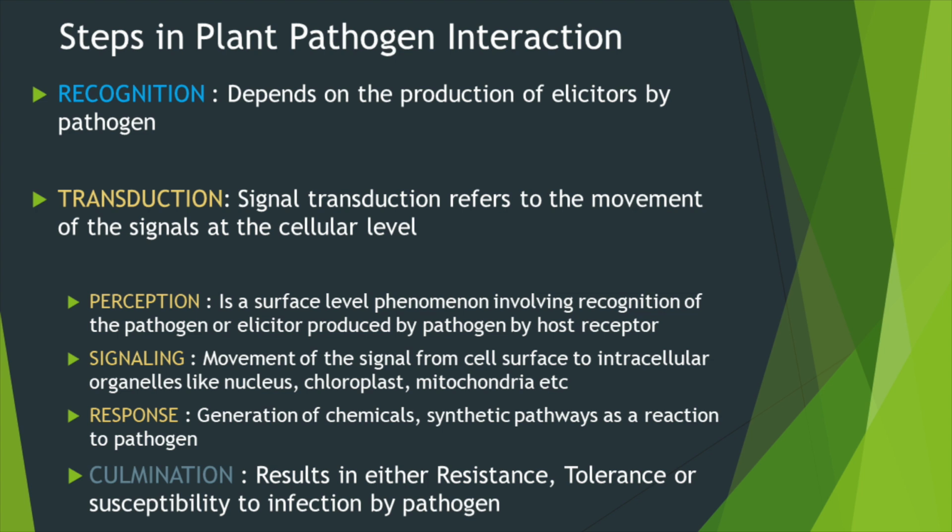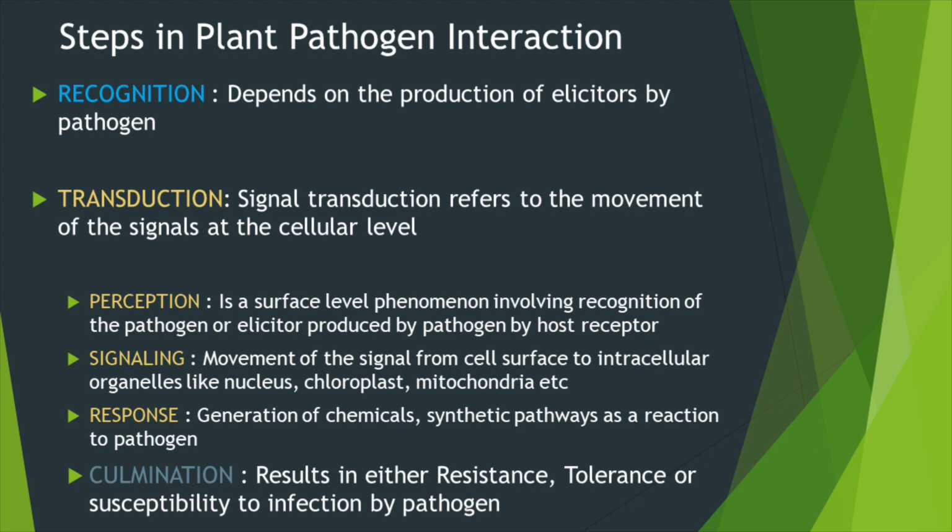The second step is transduction. What is transduction referred to? It is the movement of signals from the extracellular membrane towards the nucleus, where the information is passed in a step-by-step manner, so that the plant will recognize and respond to the pathogen attack. So that is transduction. Transduction involves different steps. The first step of transduction is called perception.